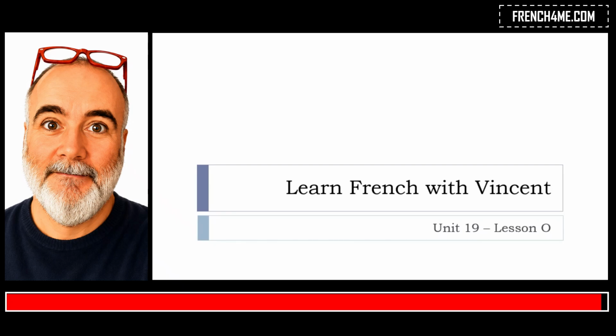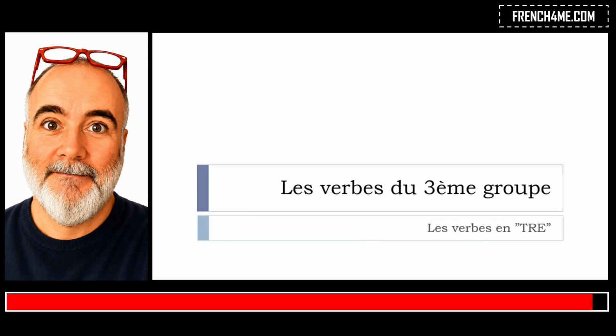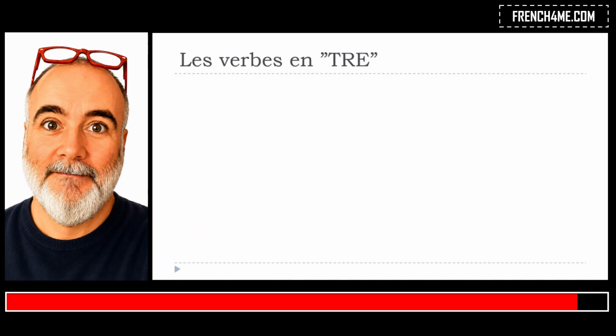This is Unité 19, leçon O. And we'll see together in this lesson les verbes du troisième groupe, and more precisely we'll see together how to conjugate at the present form the verbs that will end with TRE. Okay, so we can start right now.